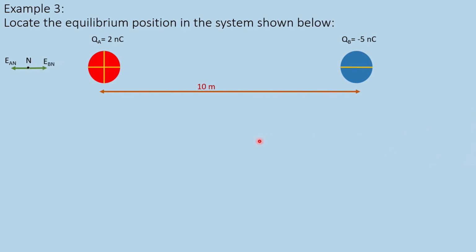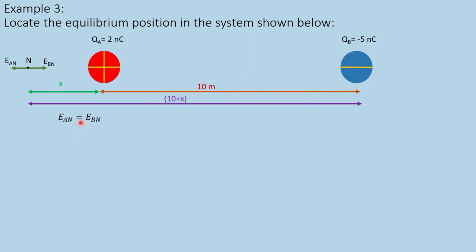Now we apply the concept of equilibrium. Then this distance is x, then this distance from B to N is 10 plus x, the whole thing. EAN equals EBN, so KCQA over RAN squared equals KCQB over RBN squared. We cross out KC, then we have QA over RAN squared equals QB over RBN squared. We replace the values, A is 2 and B is negative 5. The distance from A to N is x meters, from B to N is 10 plus x meters.